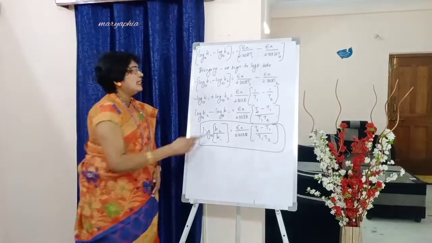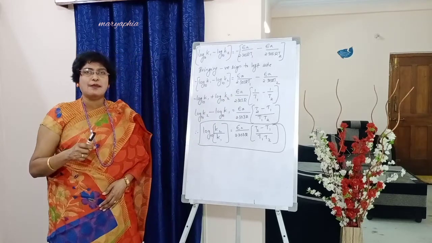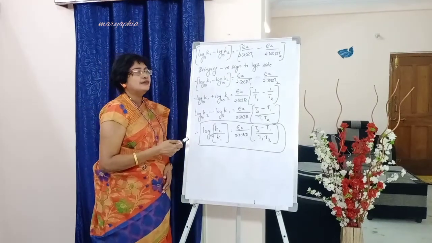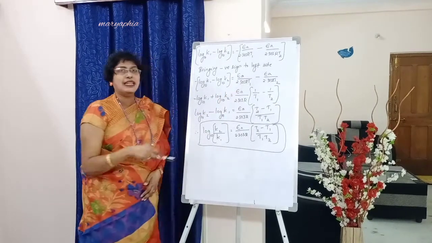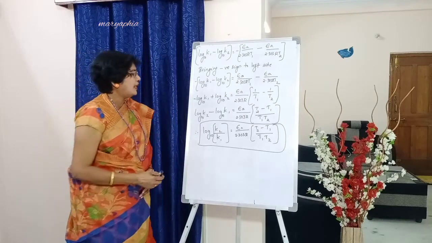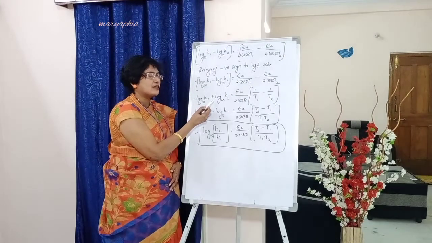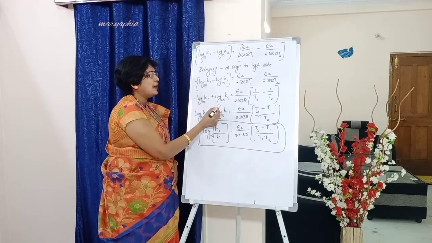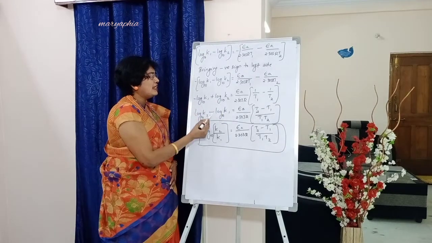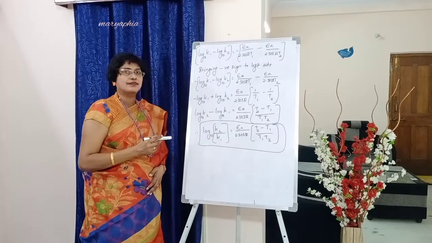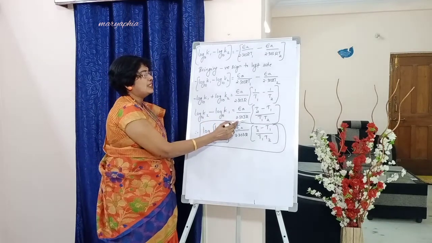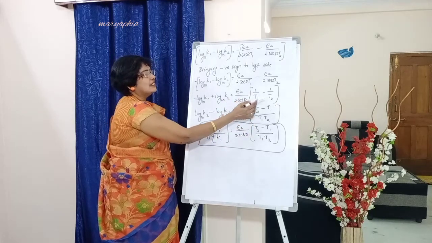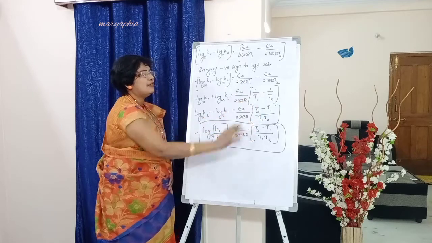So here, if you observe, there is one thing common. What is that? EA by 2.303 R into 1 by T1 minus 1 by T2. So here is minus, here is plus, so what will we do? We will interchange, we will just reverse it. So log of K2 base 10 minus log of K1 base 10 is equal to EA by 2.303 R into, this we can write as, T2 minus T1 by T1 T2.